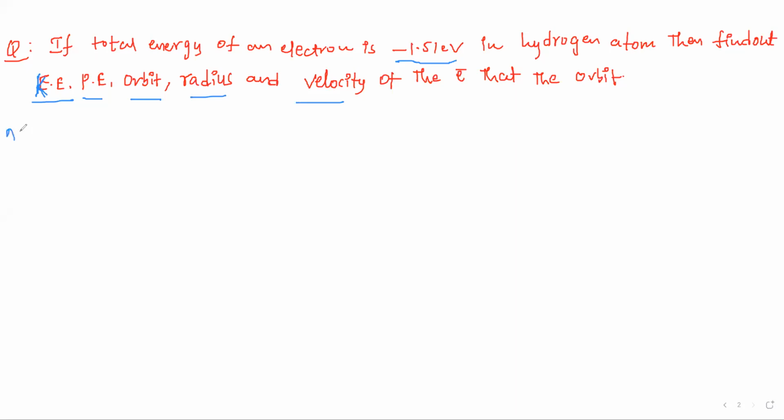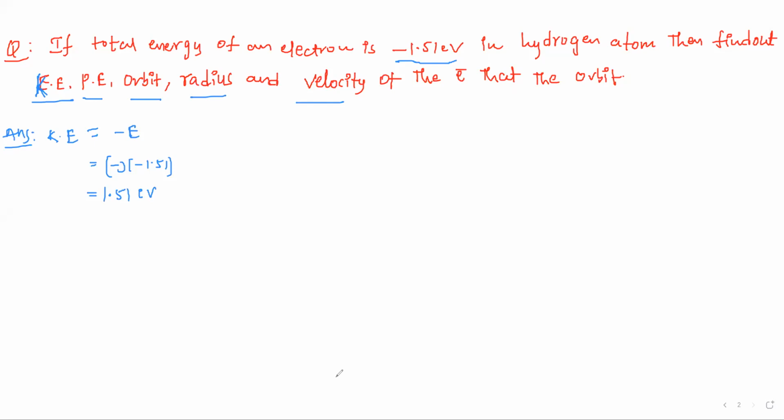Now we are going to calculate the kinetic energy first. The kinetic energy equals, we know, minus into total energy. So what will we get here? Minus into minus 1.51, minus into minus gives plus. So 1.51 electron volts. This is the kinetic energy, right?